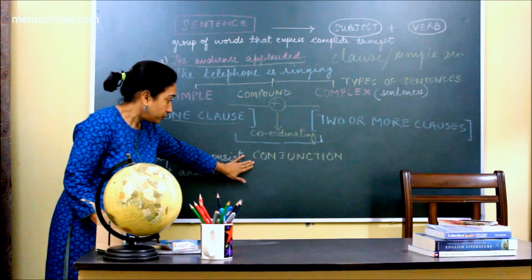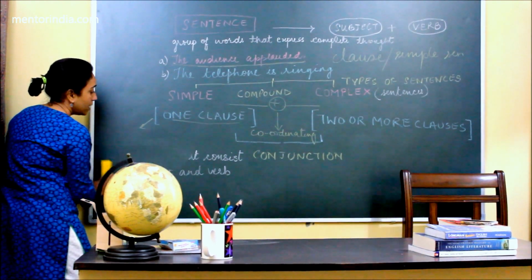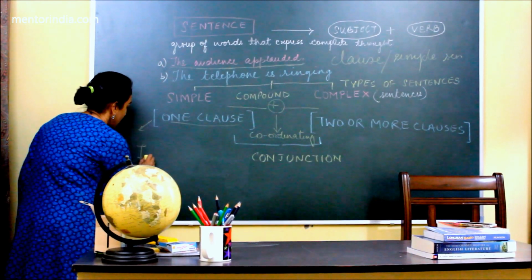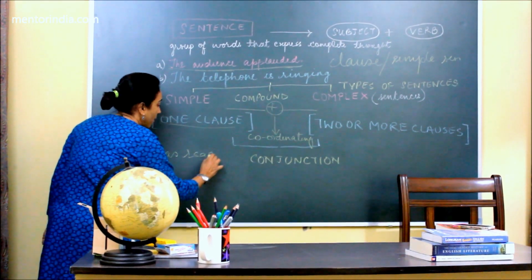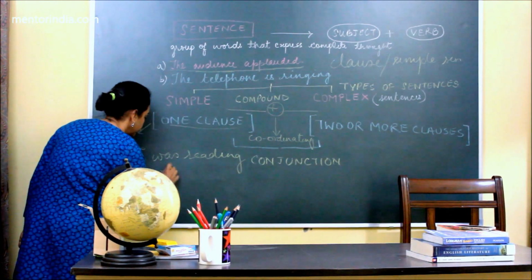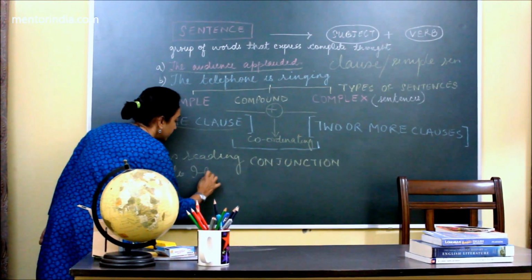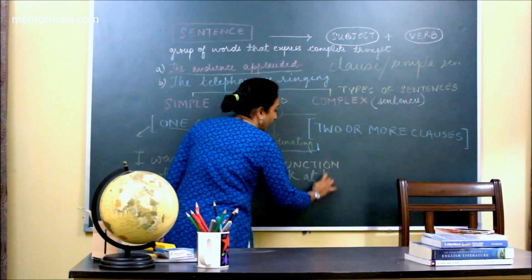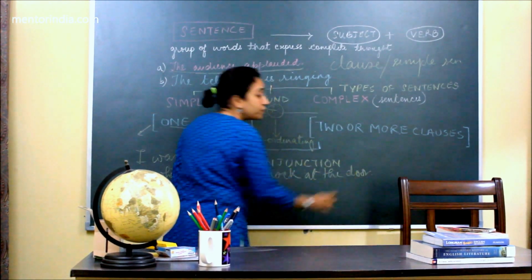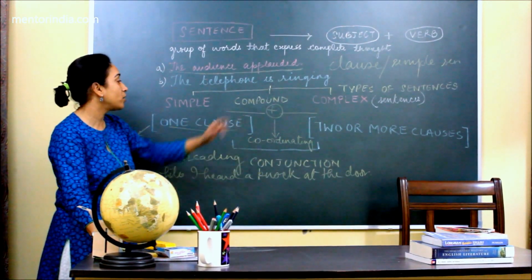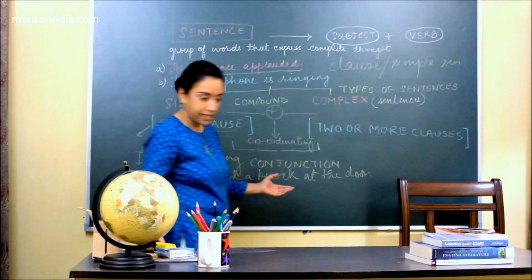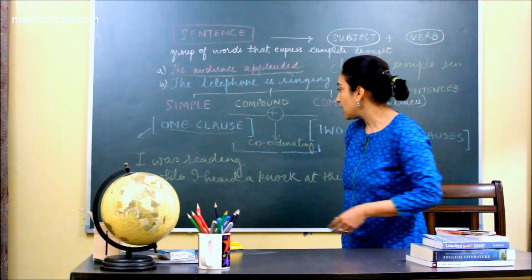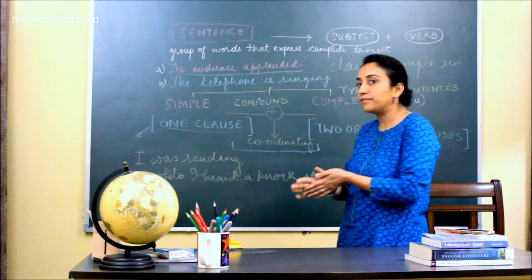Now I will give you an example of how we actually look at a complex sentence. I was reading while I heard a knock at the door. Now, after looking at what we have just done, a compound and complex sentence, can you all look at this and say whether it is a compound or a complex sentence? Let's just read it again. I was reading while I heard a knock at the door.